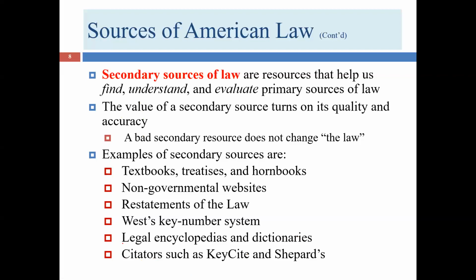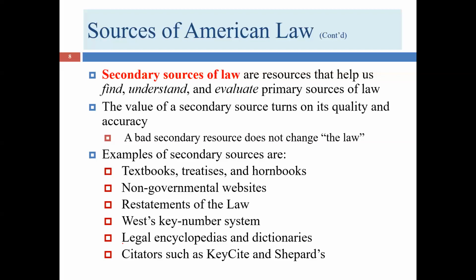Now, sometimes people get the impression when I give this explanation that secondary sources of law are somehow bad or not as important or not as good to use as primary sources of law. And to some extent, that is the right impression. If you have a choice between using a primary source of law and a secondary source of law, almost always you're going to go with the primary source of law. Having said that, secondary sources of law can save you a tremendous amount of time in understanding the primary sources.